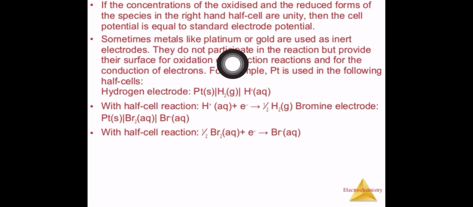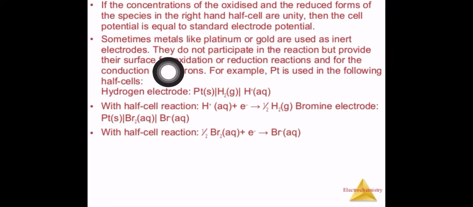Sometimes metals like platinum and gold are used as an inert electrode. Why are we using this as an inert electrode? So that no formation is taking place out of that. If Pt, that is platinum, is again oxidized or reduced, then it is of no use. Why? Because we have to maintain the unity, and also we have to find out the standard potential of hydrogen with respect to hydrogen. So that should always be 0.